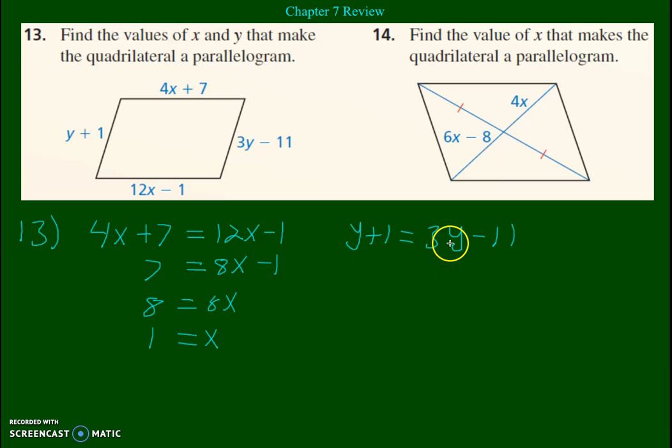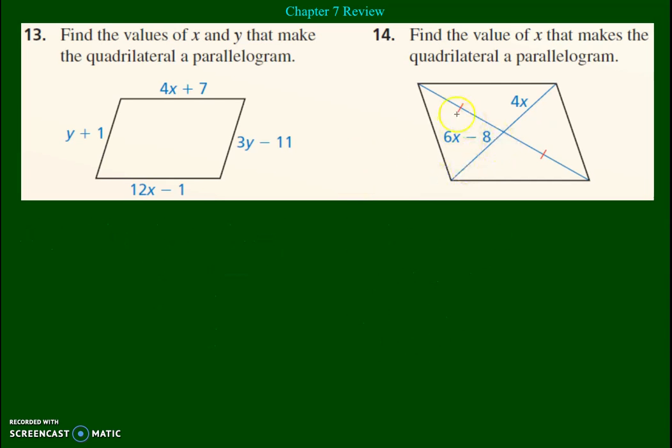Let's subtract the y from this side. So 1 equals 2y minus 11. Add the 11. 12 equals 2y. 6 equals y. And now on to number 14.